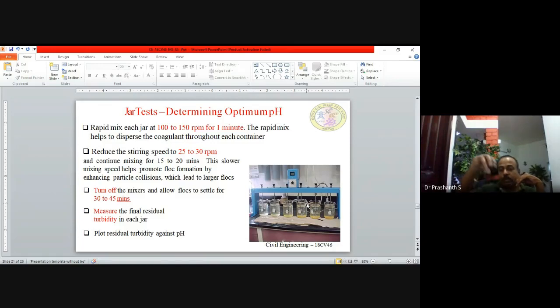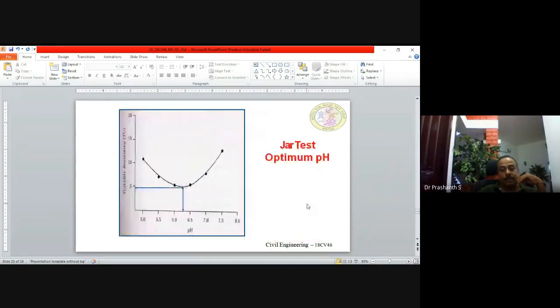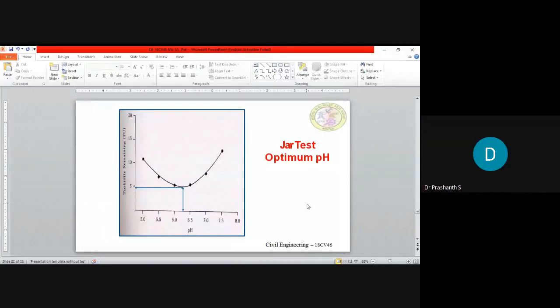Afterwards, take out the supernatant, the top water, and test the pH. Then plot the graph like this. At 5.5, you may get a turbidity of 10 NTU. Find the pH at which you get the lowest turbidity. That is the optimum pH, which in this experiment is between 6 and 6.5.